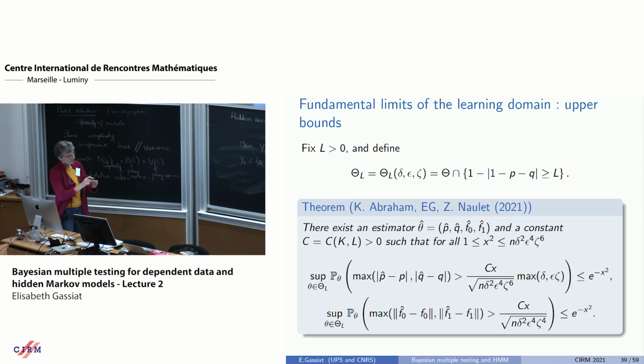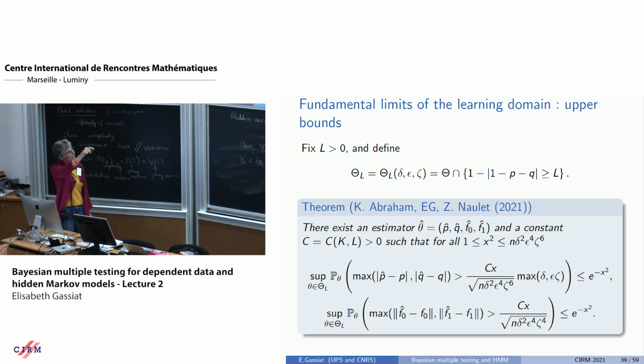Then the result is that here are the constants coming in front of the estimator. You see here they are the same for P, Q, and F0, F1. It means that with large probability, the distance to those estimators is upper bounded by those rates.